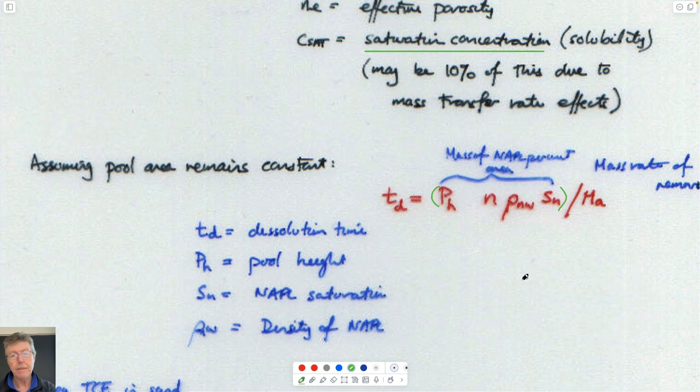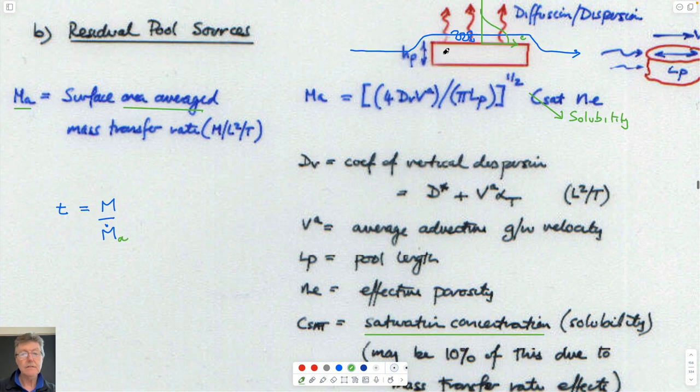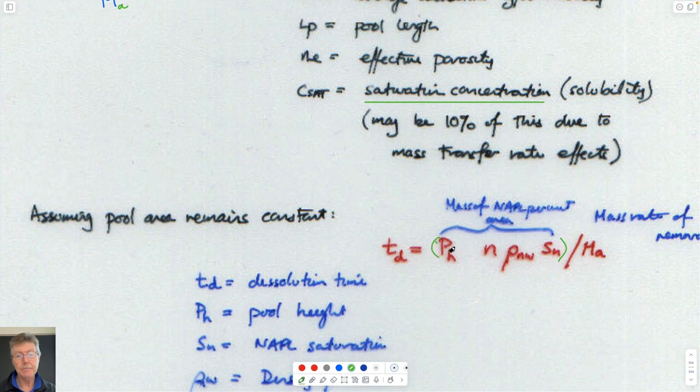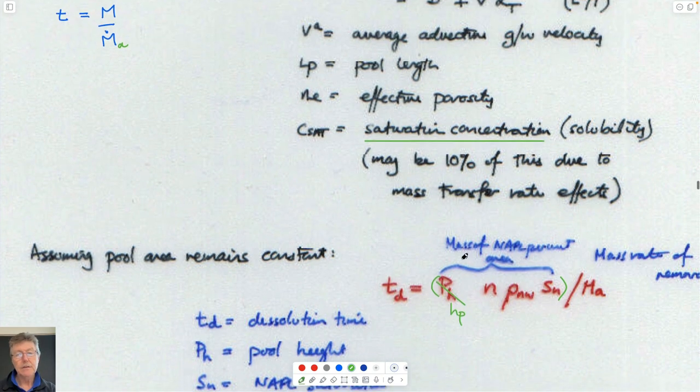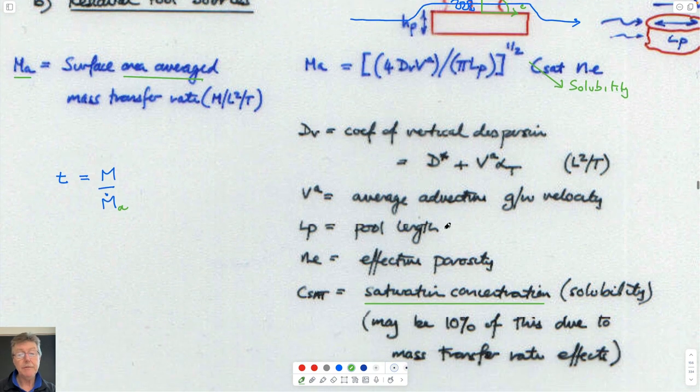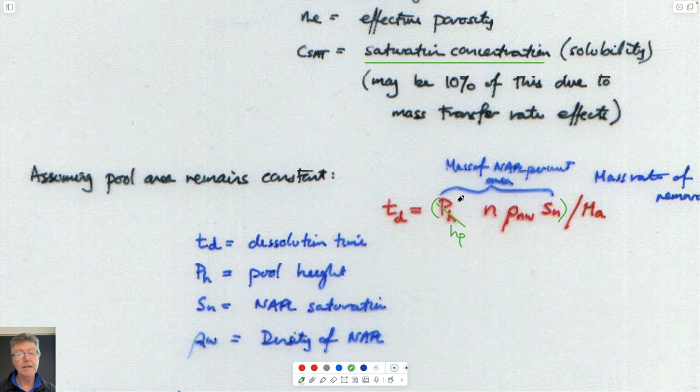So what would it be? It's the height of this. I guess that's incorrectly labeled. This is HP. So the height of this is HP. If you multiply the height by a porosity, that's the pore space. If you multiply the porosity, so these two terms together are the volume of the voids. If you multiply the volume of the voids by the saturation of the NAPL, this gives you the volume of the NAPL.